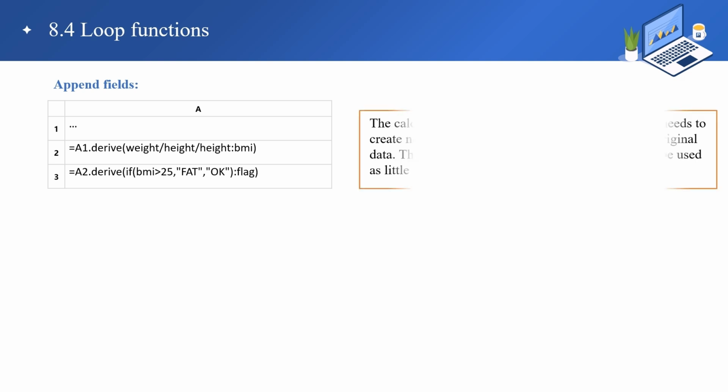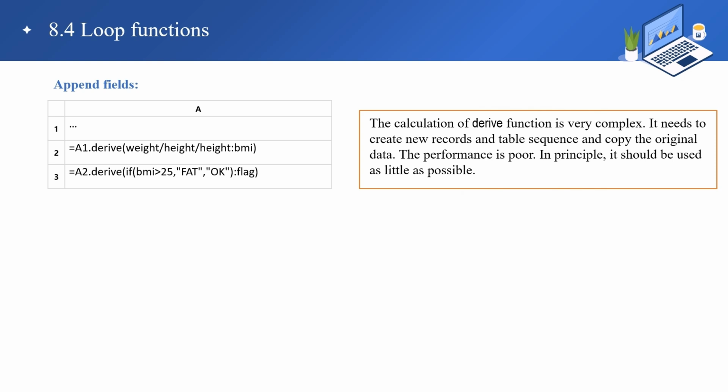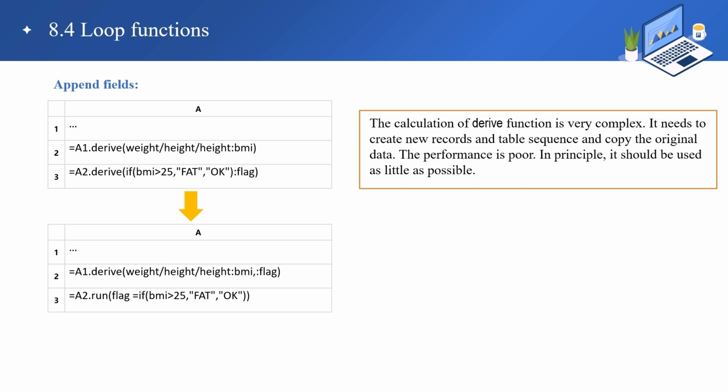However, the calculation of derive function is very complex. It needs to create new records and table sequence and copy the original data. The performance is poor. In principle, it should be used as little as possible. A better way is to use derive function and run function to complete the task. Append both fields at one time in A2, and then use run function in A3 to calculate the value of flag field. The derive function is executed only once, and the actions of creating and copying table sequence are reduced, and the operation performance can be improved a lot.